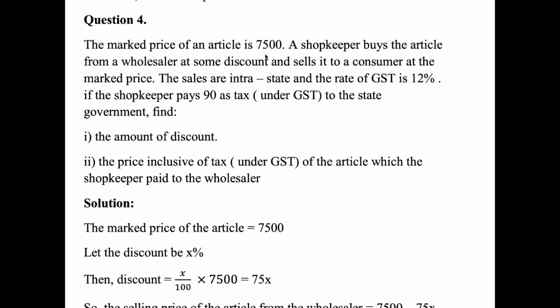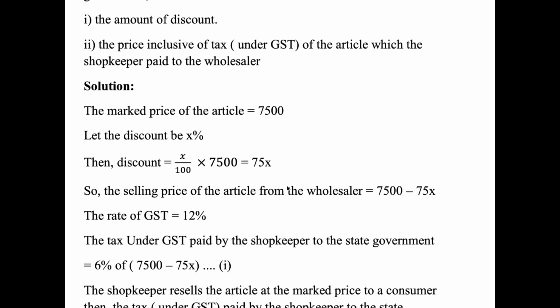The marked price of an article is rupees 7,500. A shopkeeper buys the article from a wholesaler at some discount and sells it to a consumer at the marked price. The sales are interstate and the rate of GST is 12%. If the shopkeeper pays 90 as taxes under GST to the state government, find number 1, the amount of discount. Number 2, the price inclusive of tax under GST of the article which the shopkeeper paid to the wholesaler.